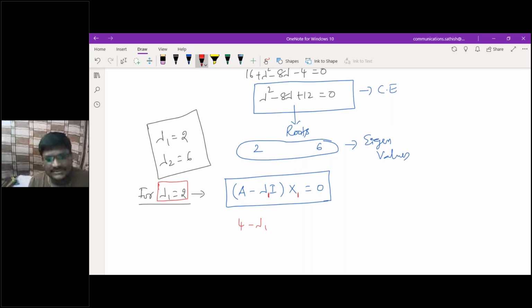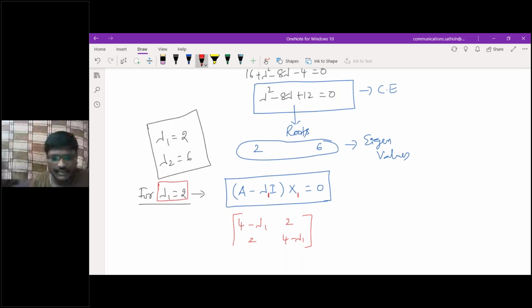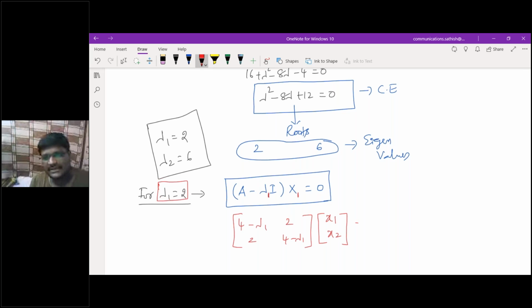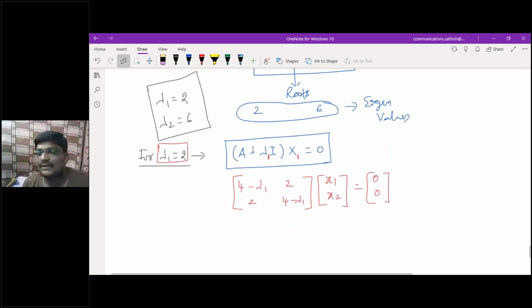This is 4 minus lambda 1, 2, 2, 4 minus lambda 1, multiplied with the 2 by 2 matrix x1, x2, which is equivalent to 0, 0. Am I correct? Ax is equal to 0. Is this a homogeneous or non-homogeneous system? Homogeneous, sir. A homogeneous system of linear equations.